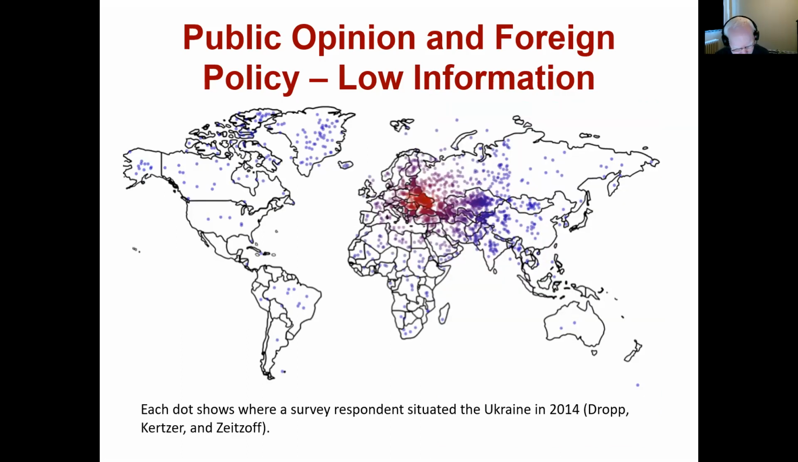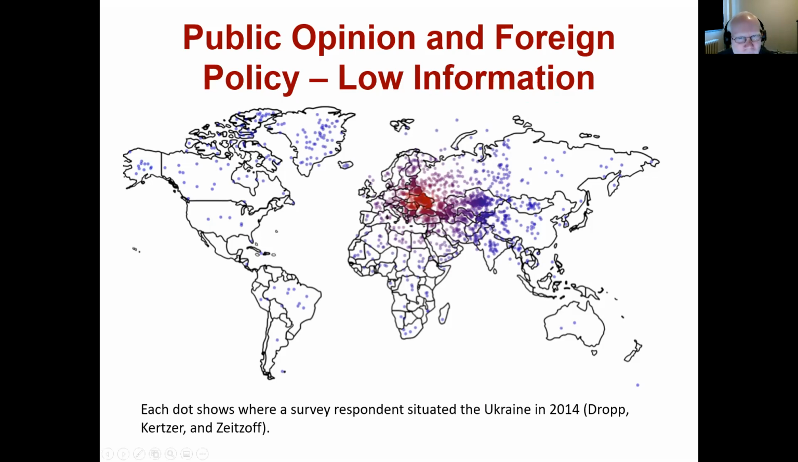This here is in the context, so this was a survey done in 2014, around the time of the start of the Russia-Ukraine conflict over Crimea. And so survey respondents were given this map and they were asked to identify the Ukraine, and then they're asked a series of questions about foreign policy preferences. So each dot is a respondent's click for where they selected the Ukraine to be located.